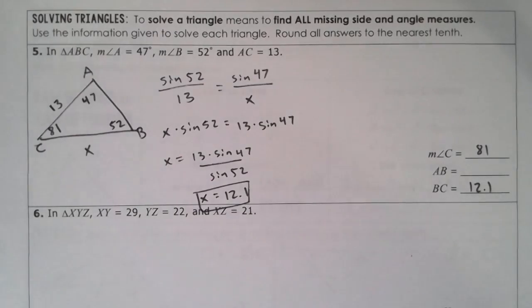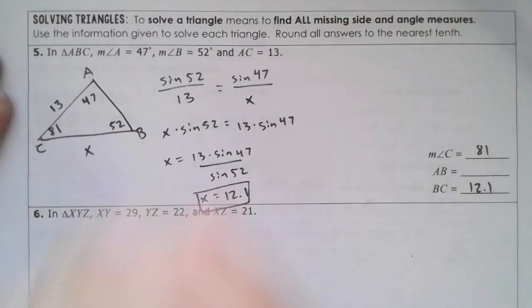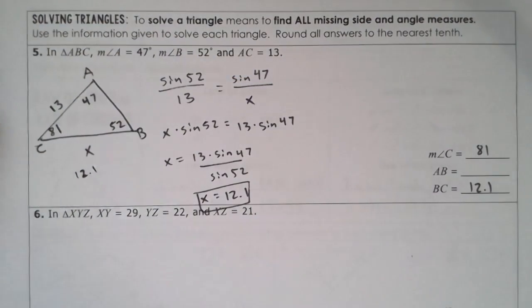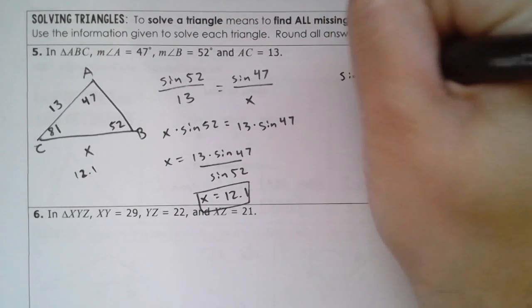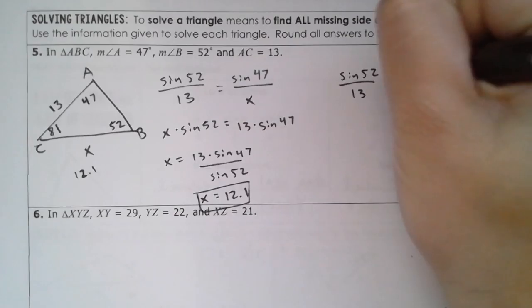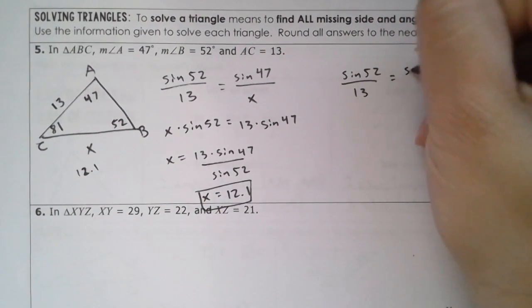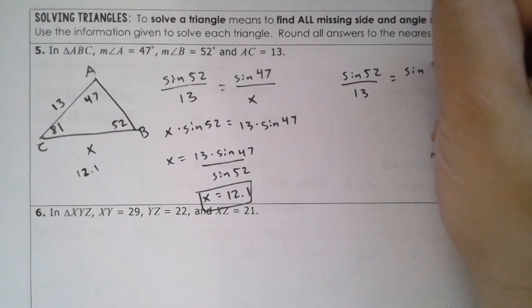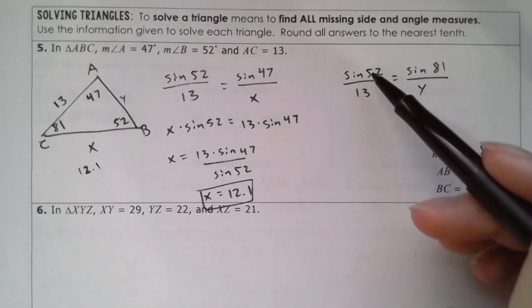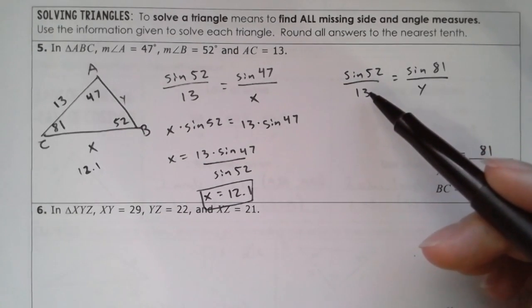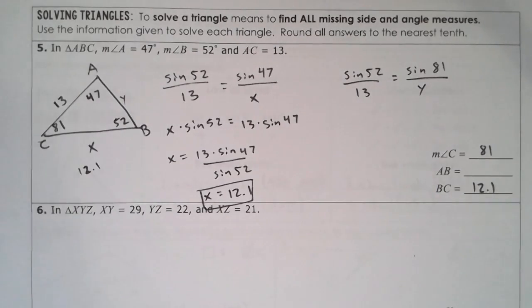So in the other one, we found this one to be 12.1. You can use the one we just found, or you can use the one that we used in the first one. So in other words, sine of 52 over 13 is this time equal to sine of 81 over, and we'll call this guy y. Again, you could have used sine of 47 over 12.1 is equal to sine of 81 over y. That should give you the same value, and again, you can test it and you'll see.